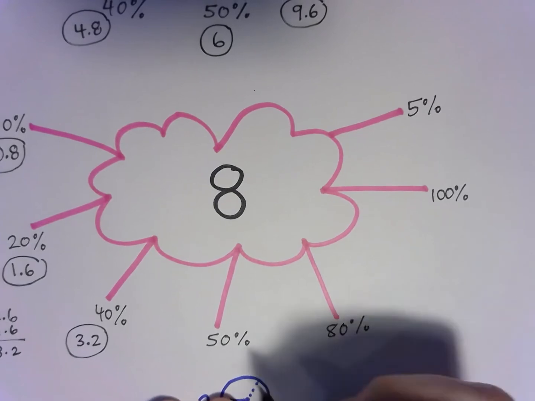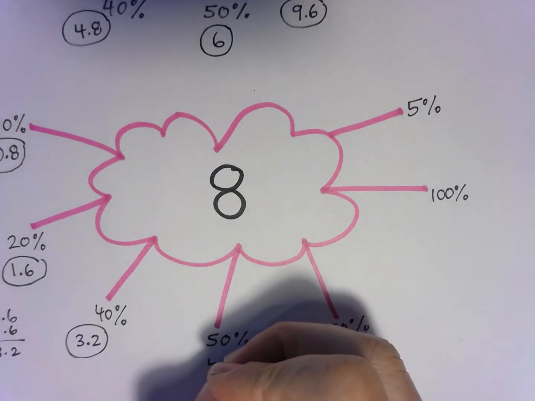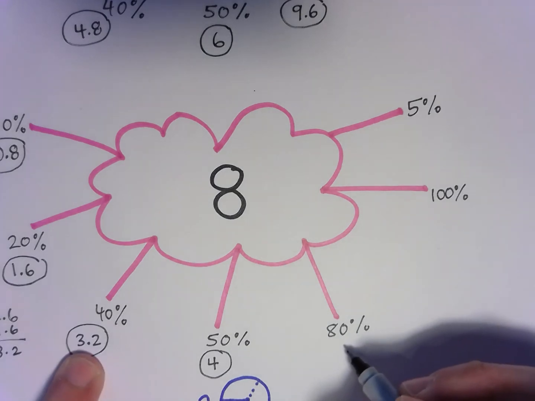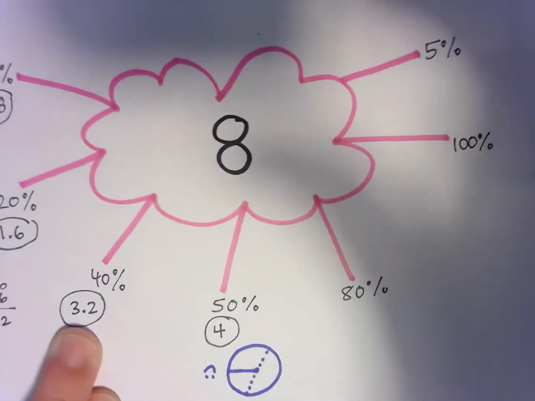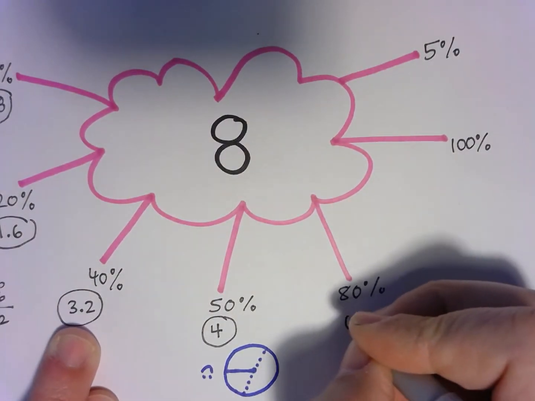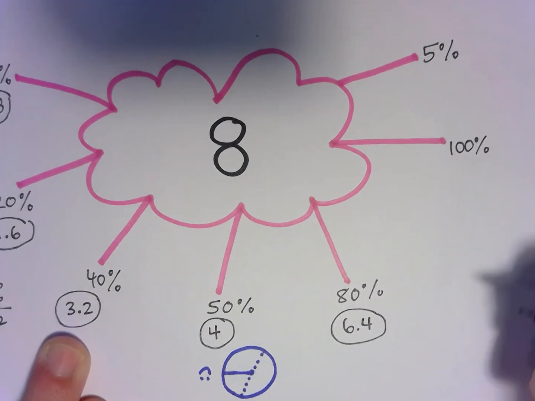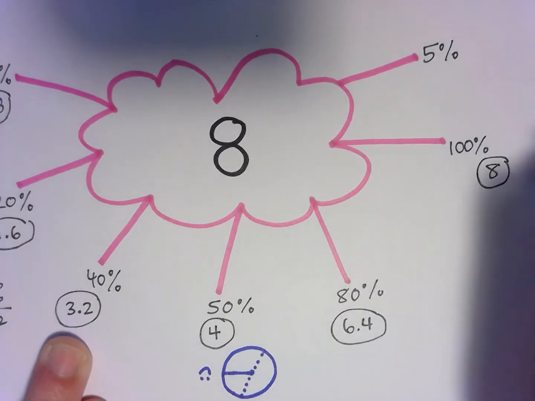Let's skip over 50. Well, no, let's do 50 because it's a nice, easy one. Okay, half of 8 is 4. Let's move on to 80%. So I'm going to look over here at 40%, and I'm going to double 3.2. So 80% of 8 is 6.4, and 100% of 8 is 8.